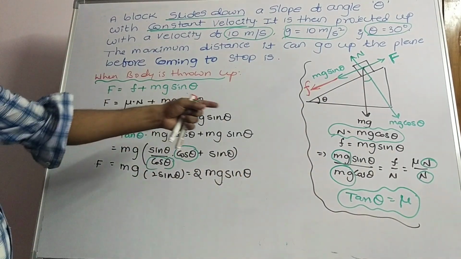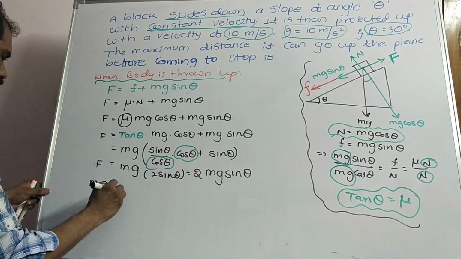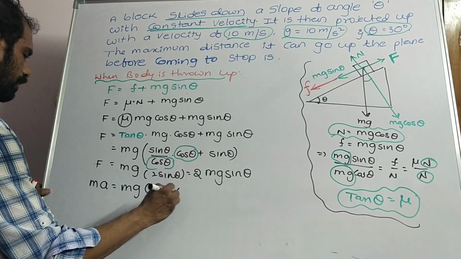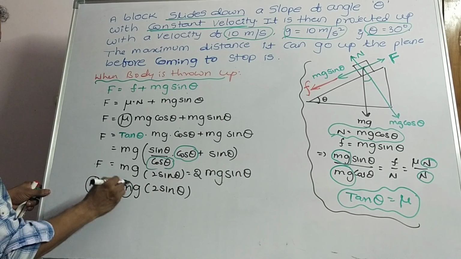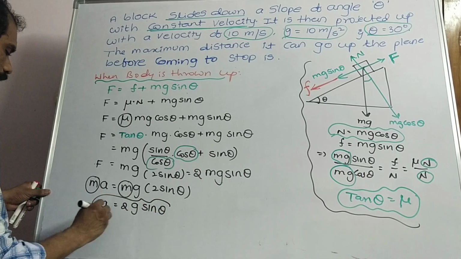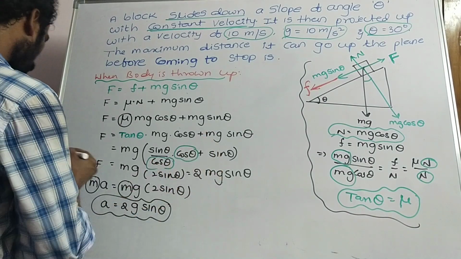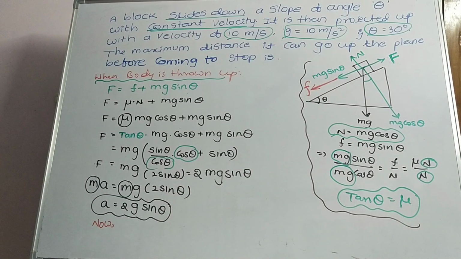Let us consider the body is accelerating with acceleration a, then F can be written as ma, equal to m into g into 2 sin theta. Of course, m gets cancelled. So a is equal to 2g sin theta.